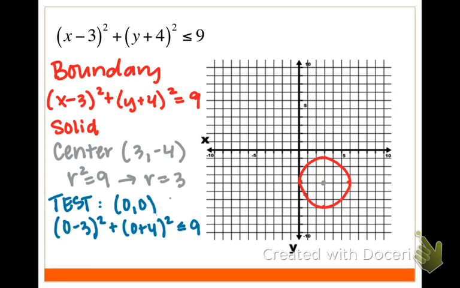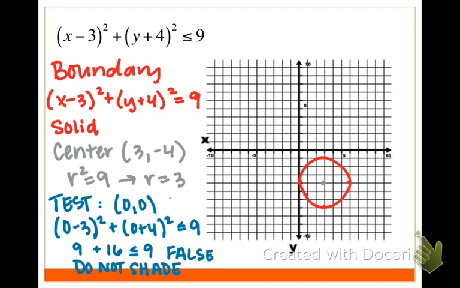So 0 minus 3 is negative 3. Negative 3 squared is 9. So I get 9 plus 0 plus 4 is 4. 4 squared is 16. And I want to know, is this less than or equal to 9? And you can quickly see that it is not. It is a false statement. So I do not shade the side with 0, 0.